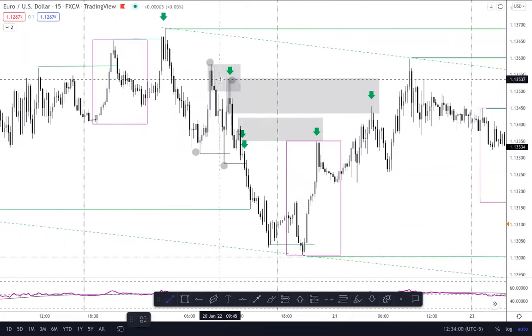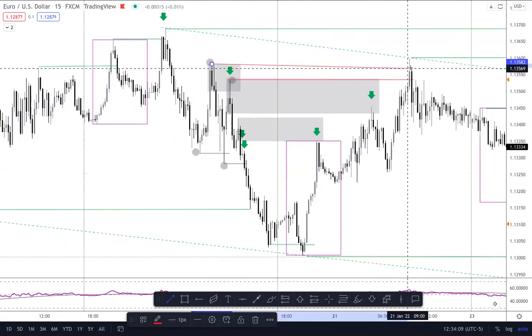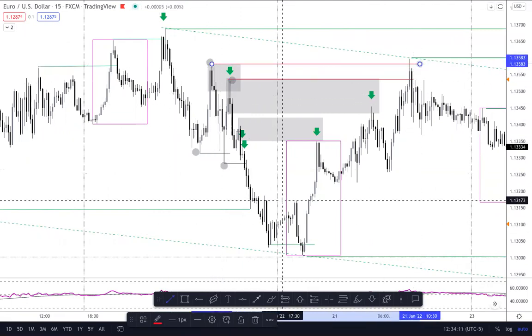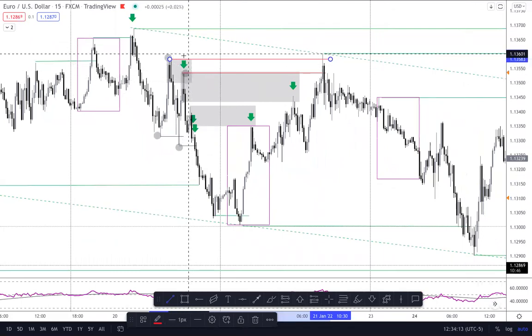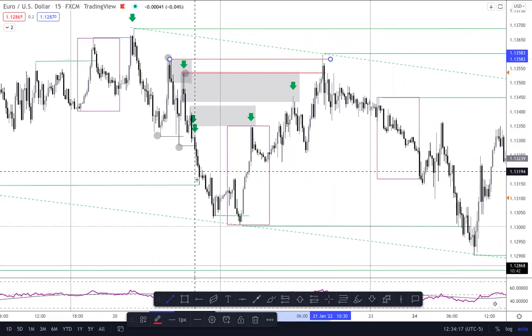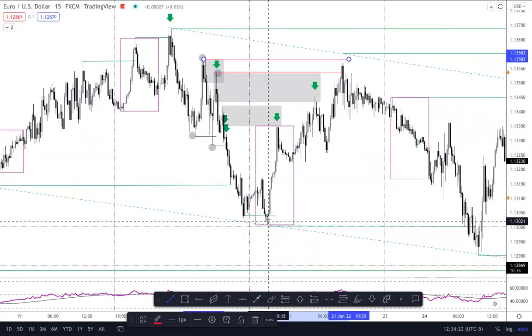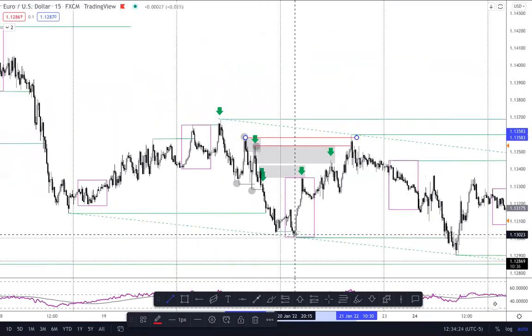Now, what else can I understand? We understand that this is internal liquidity from the previous day, so this becomes red. This also becomes red. Okay, great. Let's keep these in mind for the next day. And coming on to the new day, what happens? We swept external liquidity and then we swept more external liquidity during the Asia session.